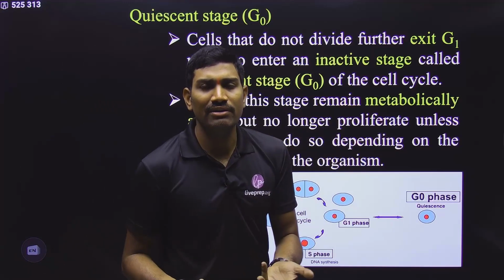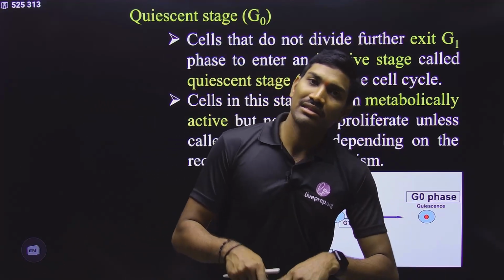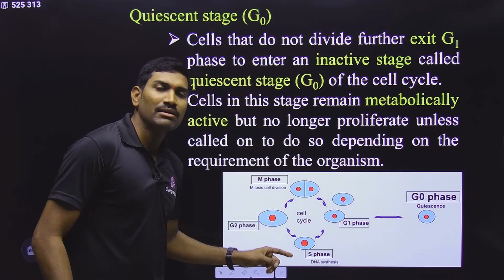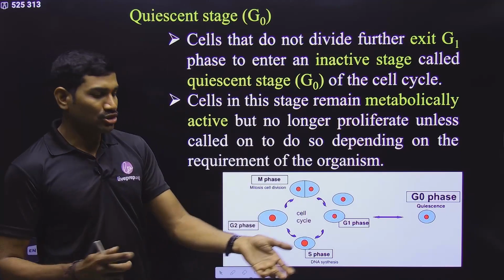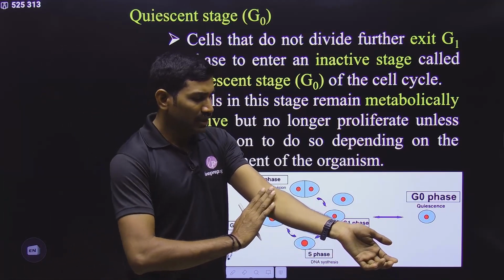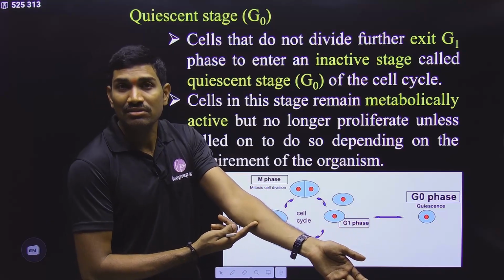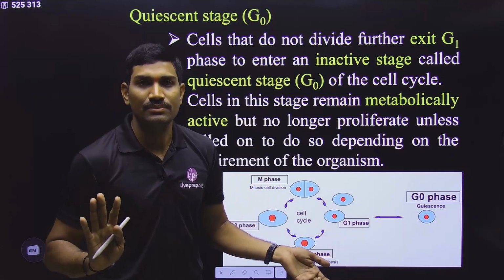Because they are not called for division, that's why they are not dividing. If they are called for division, then they will divide. Please understand the meaning of this. So why are they not dividing? Because there is no requirement. Since there is no requirement, they are not dividing. Suppose we talk about the outermost layer of the skin. Now here it is normal, so there is no requirement for division. So now the cells in this layer will be in the G0 phase.